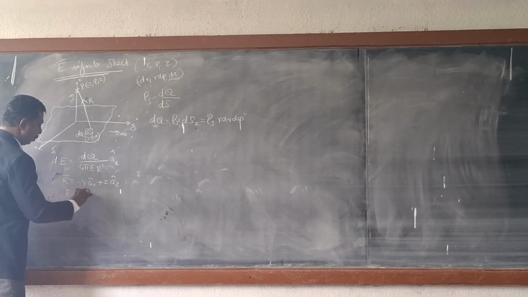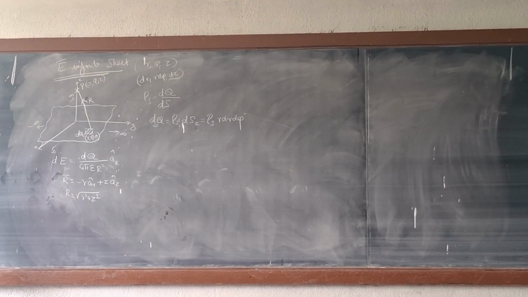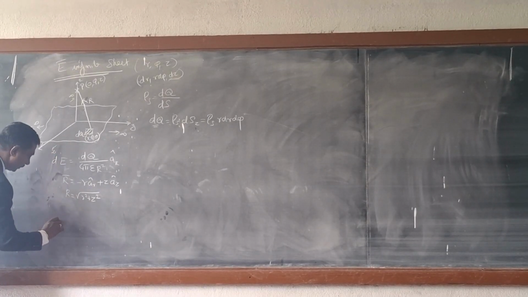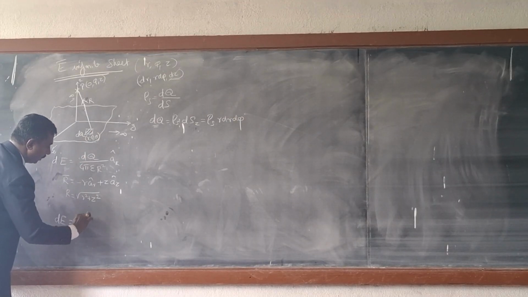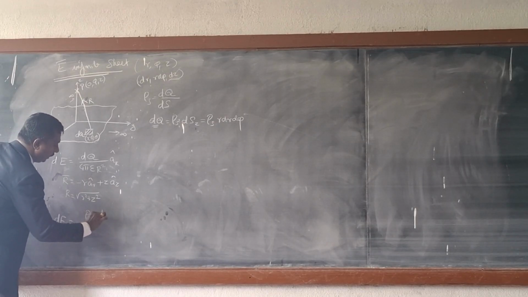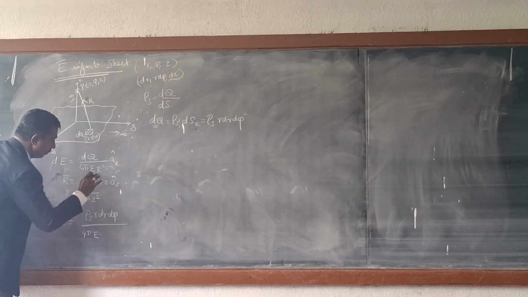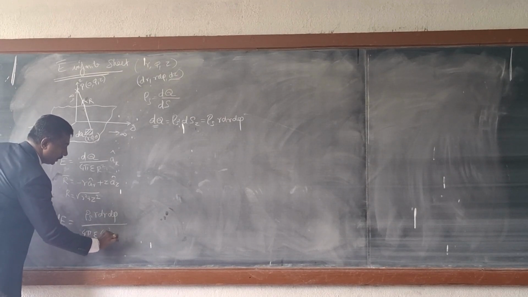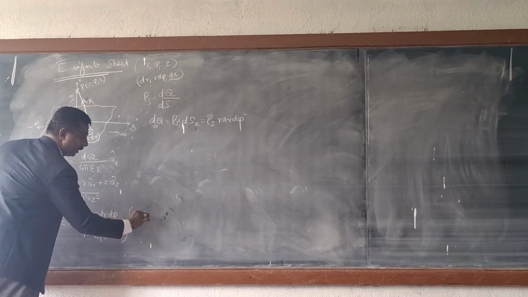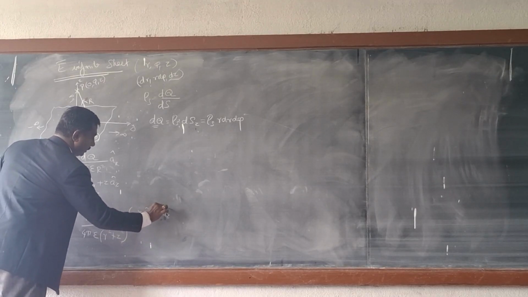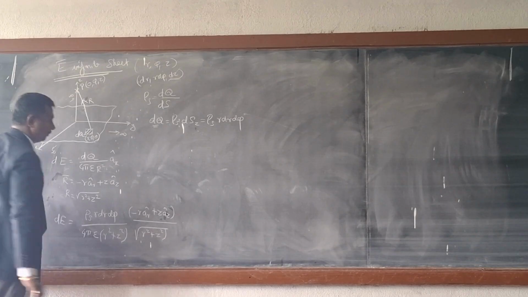What is R? Root of R square plus Z square. You substitute all these things in this equation. dE will be equal to dQ. dQ is nothing but rho S R dr d phi divided by 4 pi epsilon R square plus Z square. aR cap is nothing but minus R aR plus Z aZ divided by root of R square plus Z square.